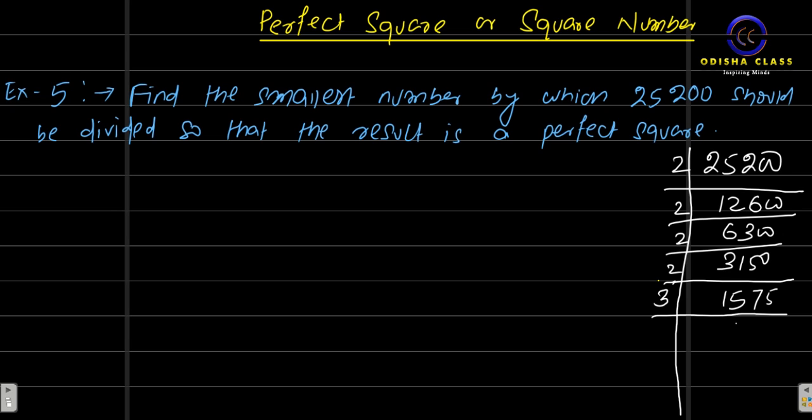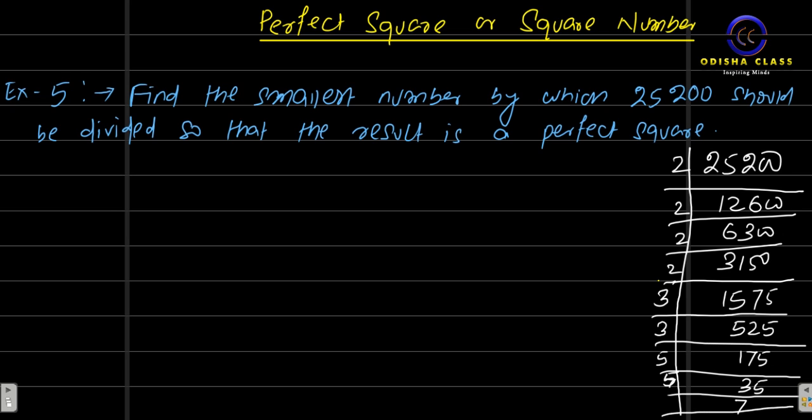Then it becomes 525. 525 is further divisible by 3, then it becomes 175. 175 is not divisible by 3. It will be divided by 5, then it will become 35. Then it will be divided by 7, then it becomes 5. Then it becomes 7. Then divided by 7, it will become 1.